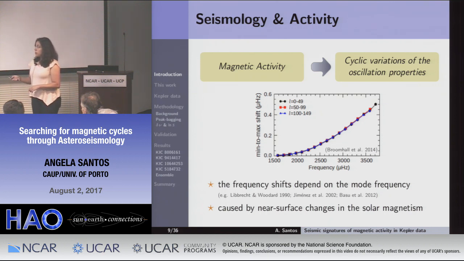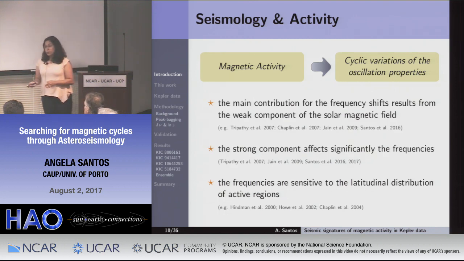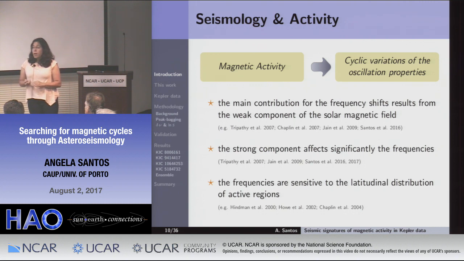So this dependence of the frequency shifts on frequency led to the conclusion that the origin of the frequency shifts that we observe through the solar cycle is located in the outermost layers of the Sun. But still, we don't completely understand the different contributions to those frequency shifts, because there are different phenomena that are changing in the Sun.